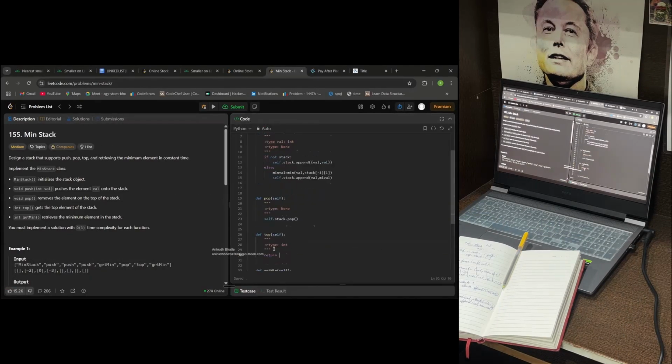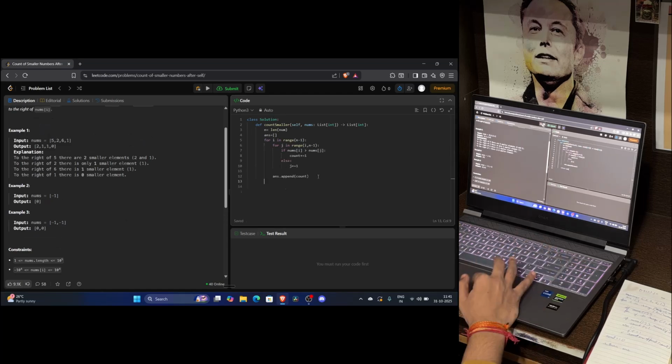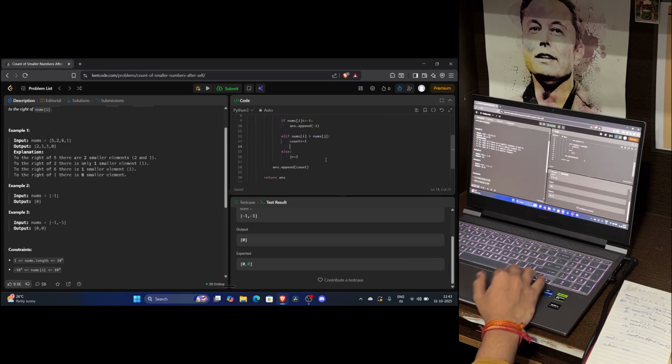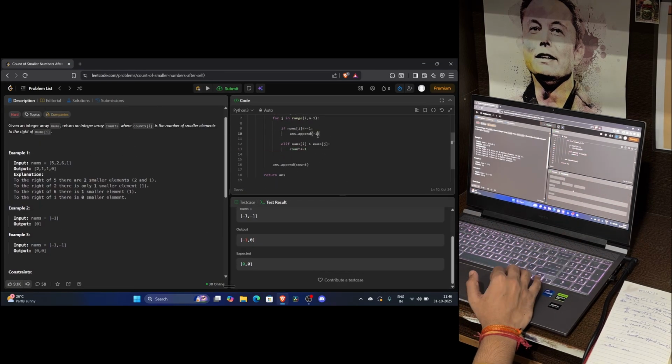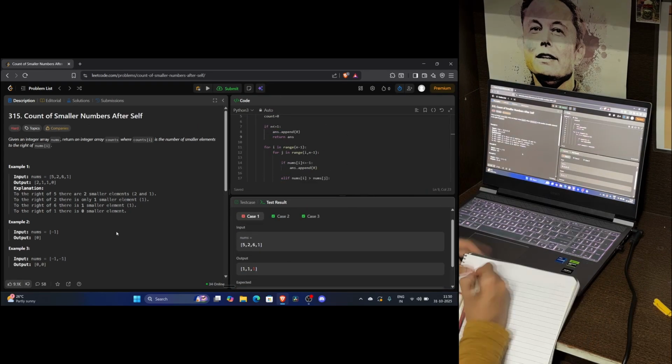Next up was a classic but tricky question: min stack. This one requires you to design a stack that supports all standard operations plus retrieving the minimum element in constant time. It required a lot of understanding, but after breaking it down, we tackled it.